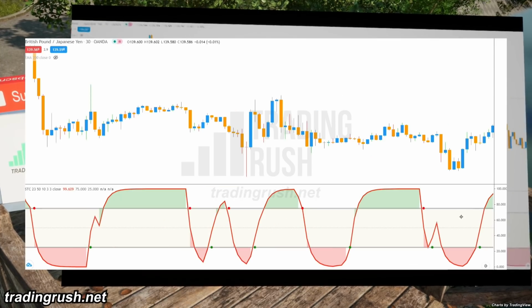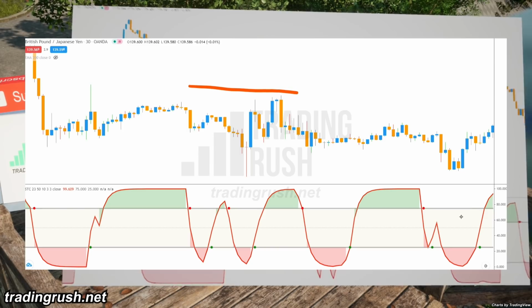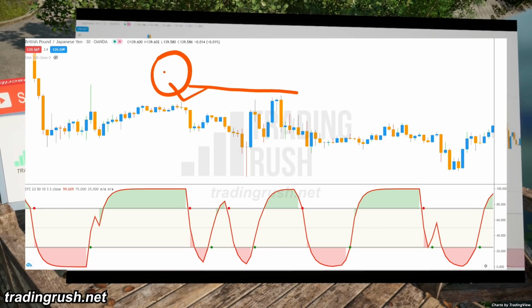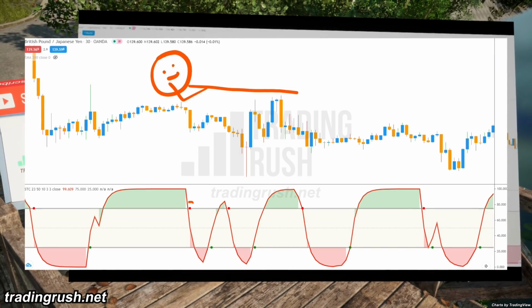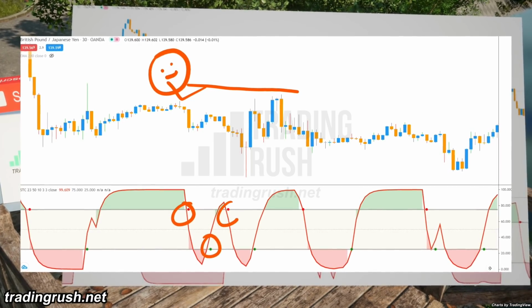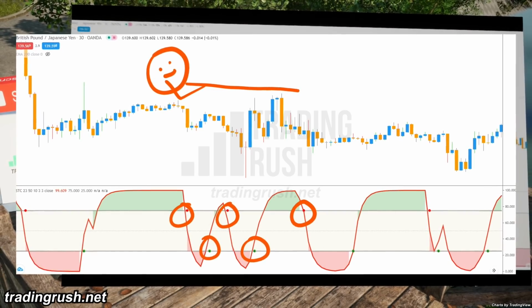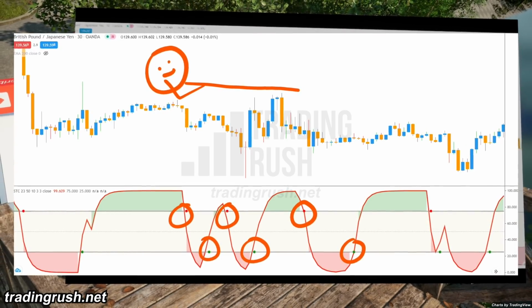But the market is in a range most of the time, and if you take every single entry signal given by the shaft trend cycle, you will probably lose money. When the price moves in an uptrend, you don't want to take short entry signals given by the shaft trend cycle. And when the price is moving in a downward direction, you don't want to take long entry signals given by the STC.